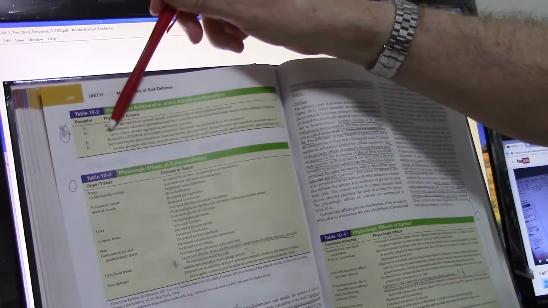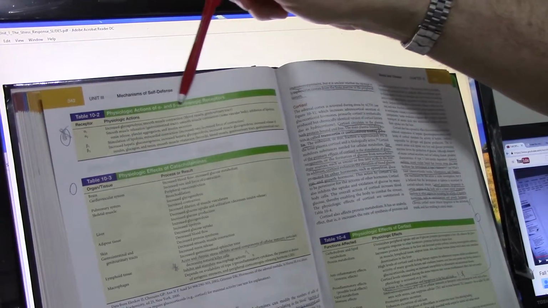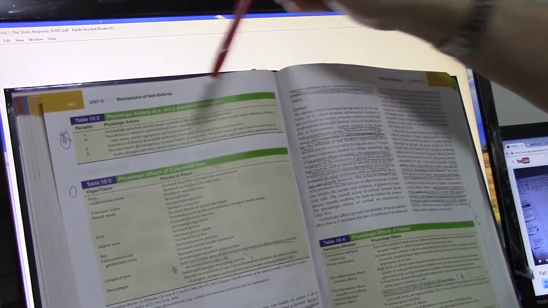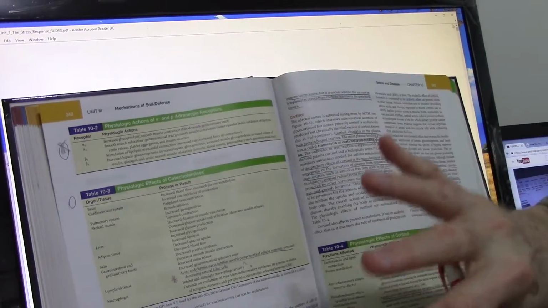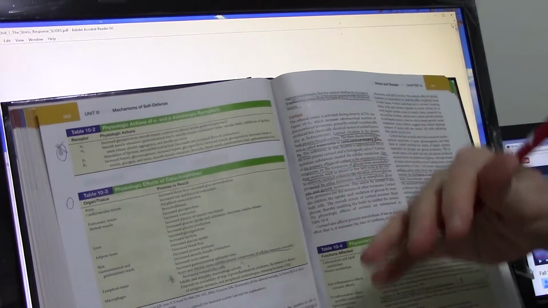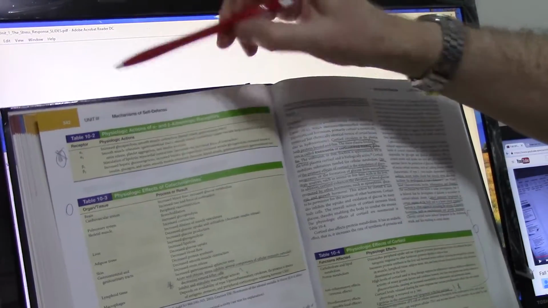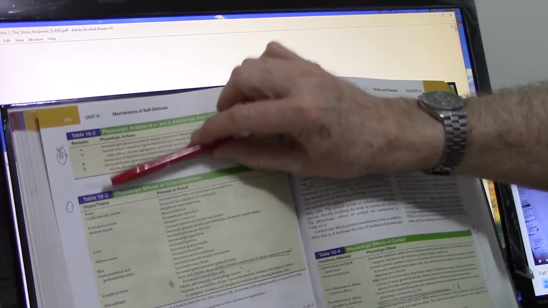Also up here are some of the other effects of the adrenergic receptors. Remember, we have that term, adrenergic. It just pertains to cells that respond to epinephrine and norepinephrine. And we have basically four types of receptors: alpha 1, alpha 2, beta 1, beta 2.